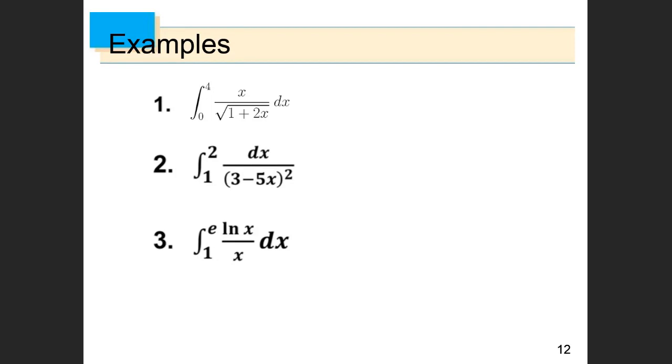Those are some examples there. Let's see the memo quickly for those. All right, I'm going to zoom out again. So look at the first one, the integral from 0 to 4 of x over the square root of 1 plus 2x. As usual, you let u be the function under the root, so you have u equals 1 plus 2x. du is just 2 dx.